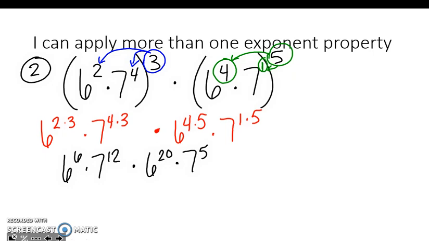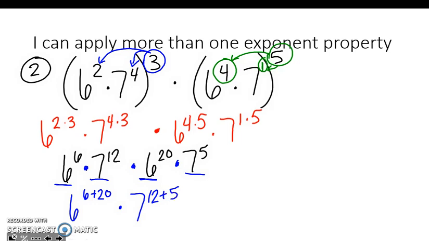Okay, so the next one is going to be the product rule. Well, the product rule says that if the same bases are being multiplied. Guys, this is one big multiplication problem. There is not division in this problem at all. Okay, so they're all being multiplied, so if they have the same bases, so the 6 plus the 20 times the bases of 7, so 12 plus 5.